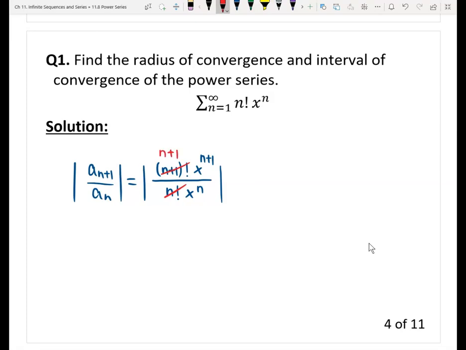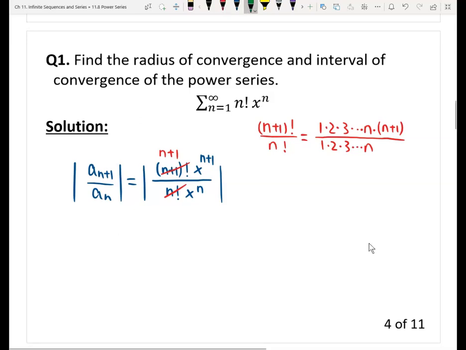Why? If we use the definition, I will put it here a little bit. The factorial of n plus 1 over factorial of n is this. Can you see? The denominator is 1 times 2 times 3 up to n, right? The top is 1 times 2 times 3 up to n, and continues one more term, n plus 1. Do you remember this? That's the definition. Now we can cancel all these terms. What is left? N plus 1 is left. That's why we have n plus 1.